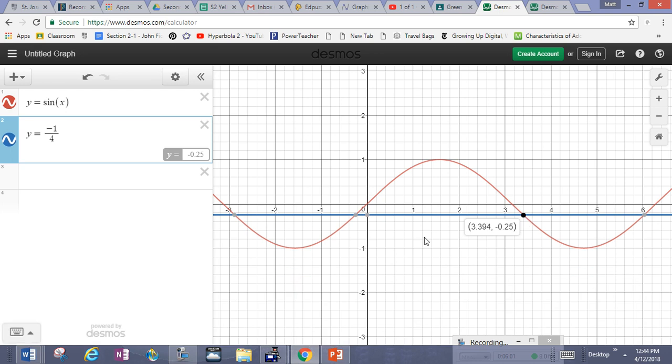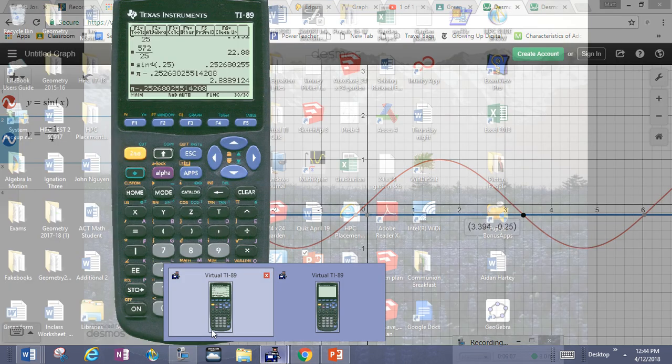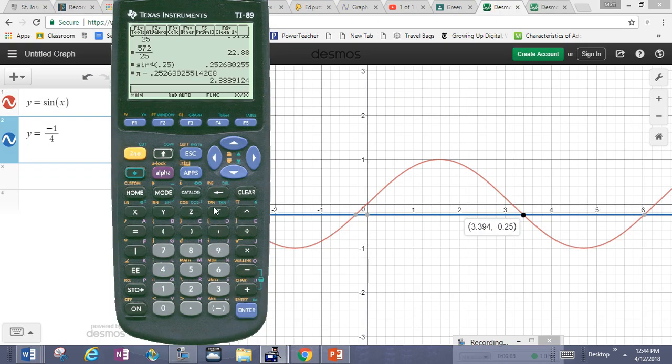3.394. Mark that value right there. Let me go to my calculator. This time around, I'm going to say, what is the inverse sine of negative 0.25? Enter that. It is negative 0.253. Now, what am I going to do to get this?